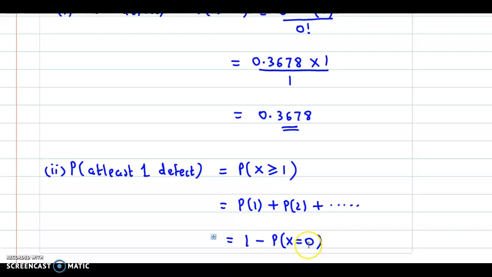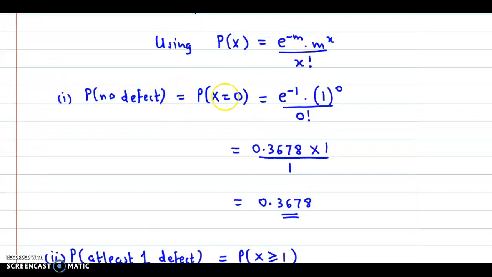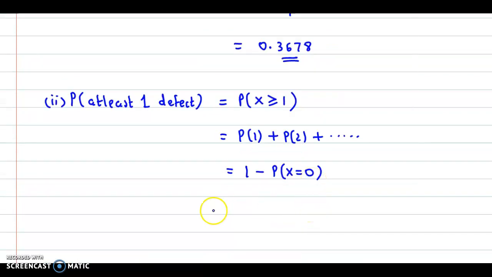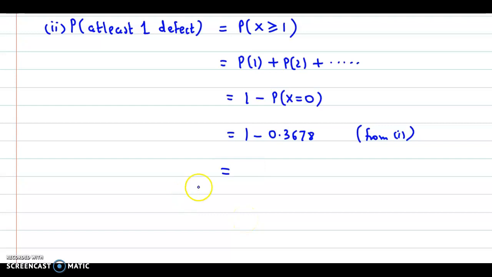And since we've already calculated p of x equal to 0 over here, 0.3678, so we use this value over here directly. So this would be 1 minus 0.3678. Now this we have obtained from the first case. So if we perform this subtraction, 1 minus 0.3678, we get the answer as 0.6322. So this is the required probability value.